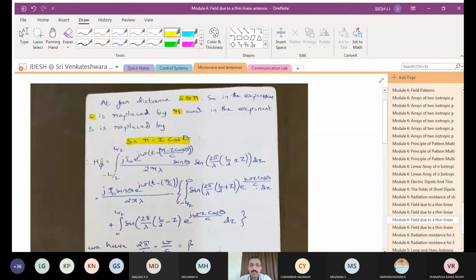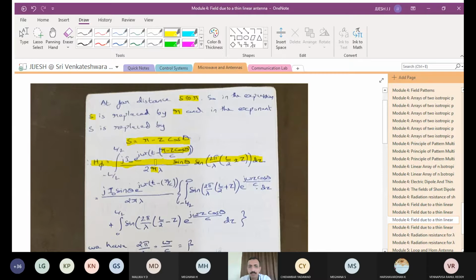So dH phi, after the conversion of S to R, and S equal to R minus Z cos theta. What you can see here is that in the exponent in place of S I have substituted R minus Z cos theta, but elsewhere in place of S I have substituted R. So this is what you have to replace, and once you replace it, then you have to do the integration for that.